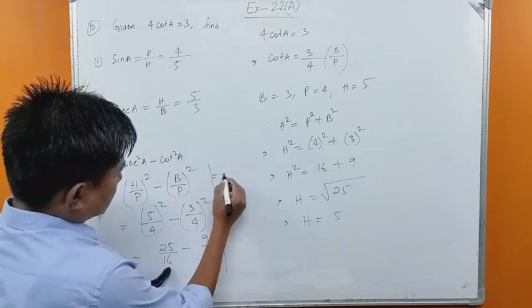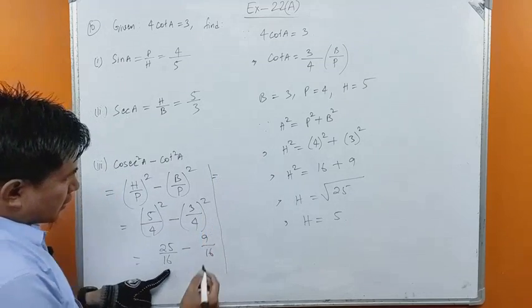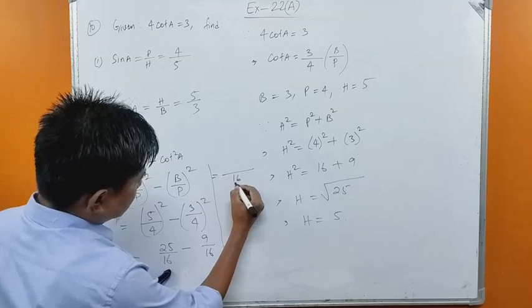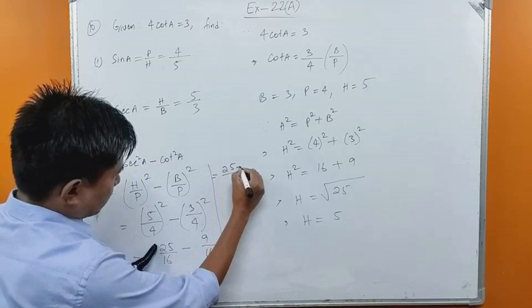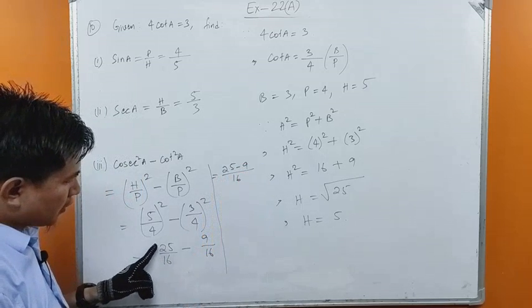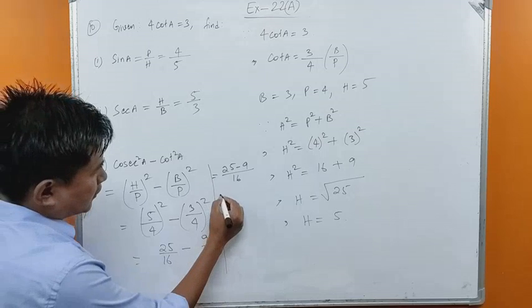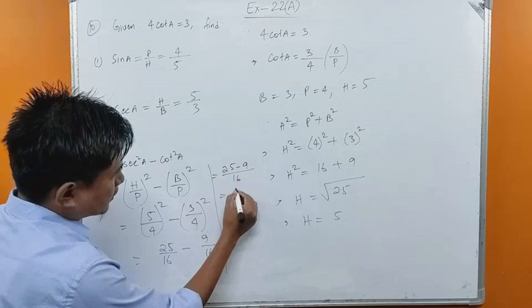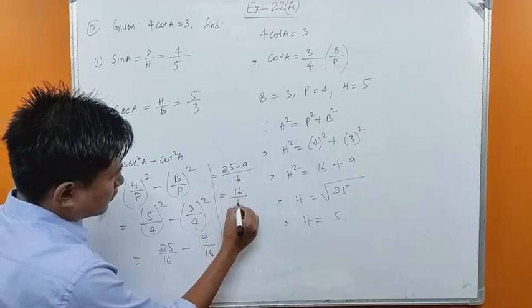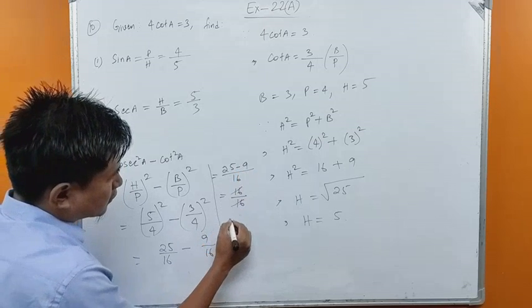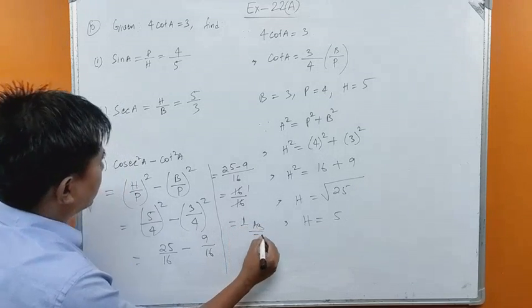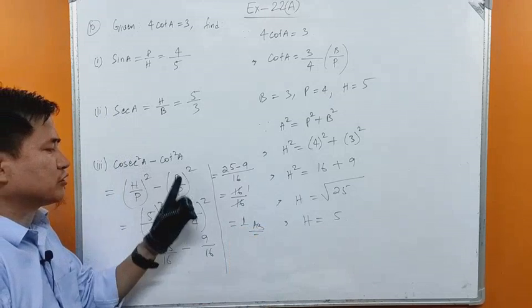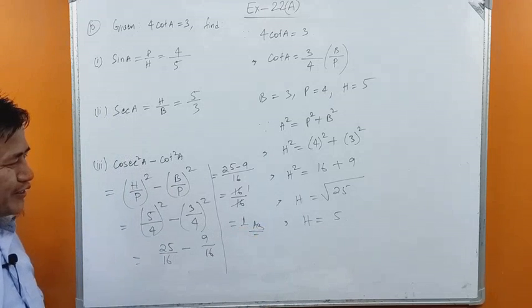So let me do this here. If the denominators are equal, LCM will be 16, and in the numerator we write as it is, isn't it? 25 minus 9. Okay, 25 minus 9. So what is 25 minus 9? 25 minus 9 is 16 upon, in the denominator we have 16. 16 cancels out, so we have 1. So the value of this expression is 1. Okay, cosec square A minus cot square A, 1. I hope you got this.